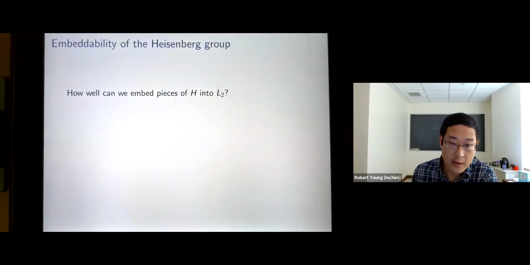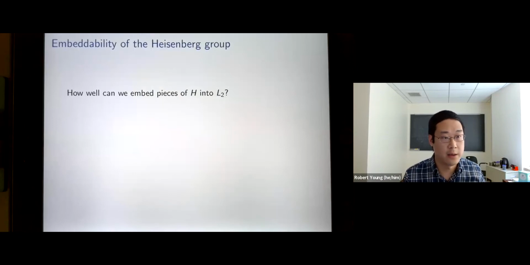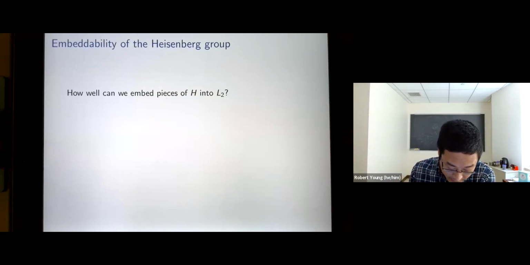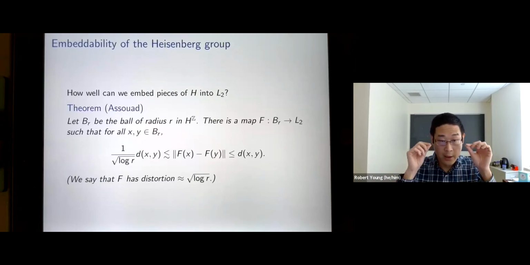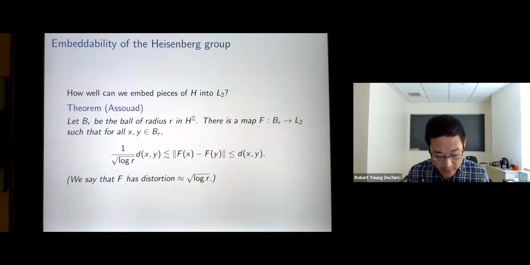If there's no bi-Lipschitz embedding, we can ask, what's the best we can do? Specifically, we can ask, for instance, how well can we embed pieces of the Heisenberg group into Hilbert space? There is a result, a special case of Assaf's embedding theorem. Assaf's embedding theorem applies to doubling metric spaces. I'm just going to apply it to the Heisenberg group here. If we take a finite subset of the Heisenberg group, say the ball of radius r in the integer lattice, that's a finite subset, it contains about r to the fourth points, then, well, any finite subset can certainly be embedded in Hilbert space.